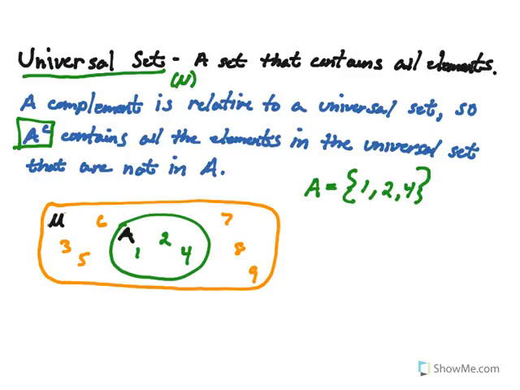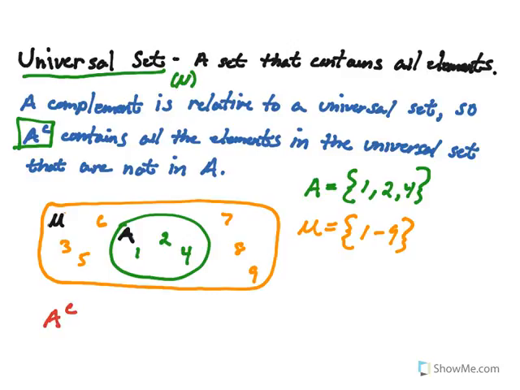And the universal set is basically everything in that entire collection, which is going to be 1 to 9, right? So the little subset is going to be 1, 2, and 4, that's in green. I want to know what is the complement of A.